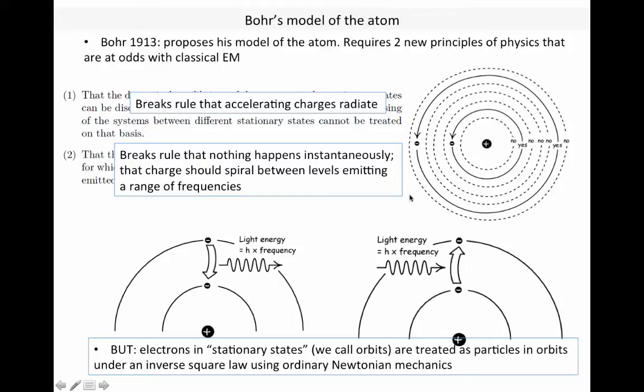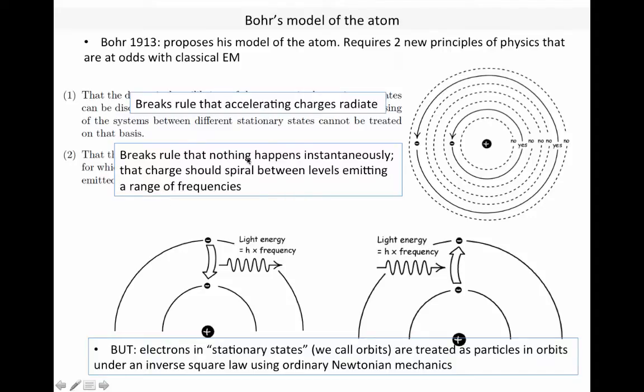So it's worth noting that this first principle that Bohr comes up with breaks the rule that accelerating charges radiate away their energy as electromagnetic radiation. And the second principle breaks the rule that nothing happens instantaneously, because it's saying that the electrons jump between their orbits instantaneously. And it also breaks the rule that charge, when moving between different orbits, should spiral between them, emitting radiation over a range of frequencies.